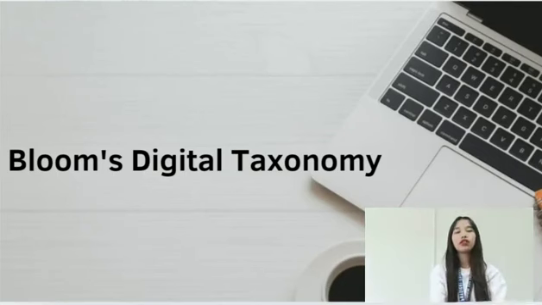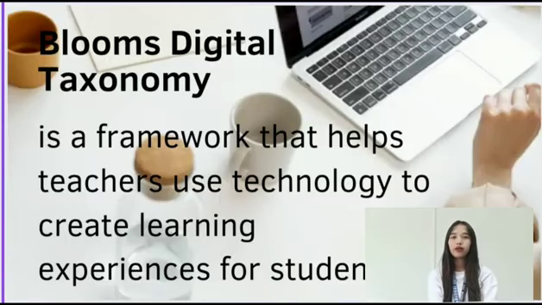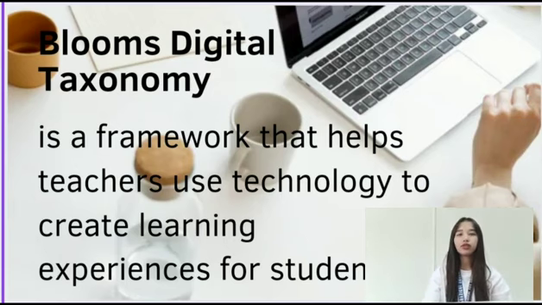Bloom's Digital Taxonomy. Bloom's Digital Taxonomy is a framework that adapts Benjamin Bloom's original taxonomy of educational objectives to the digital age. It provides a structure for designing digital learning activities that promote higher order thinking skills. It outlines 6 cognitive levels, starting from basic recall to complex creation. By using this taxonomy, educators can create engaging and effective digital learning experiences that challenge students to think critically, solve problems, and produce innovative work.